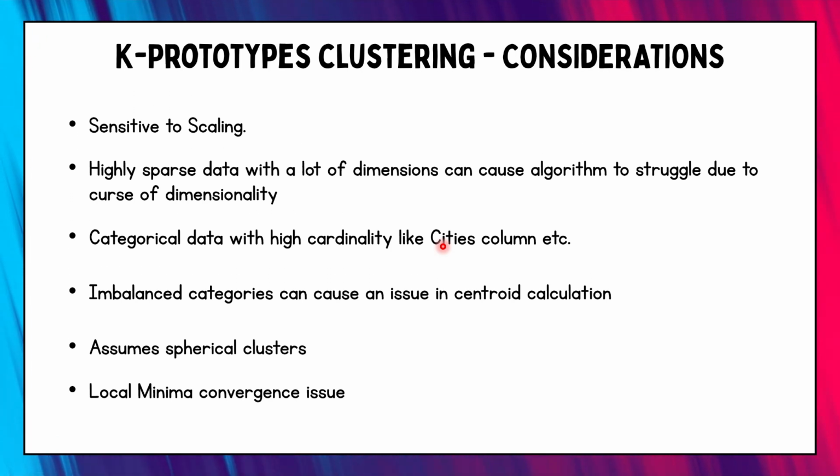So how can we deal with this? We can maybe categorize each city, each pin code in this particular case, or we might get rid of some columns with high cardinality while applying this algorithm.